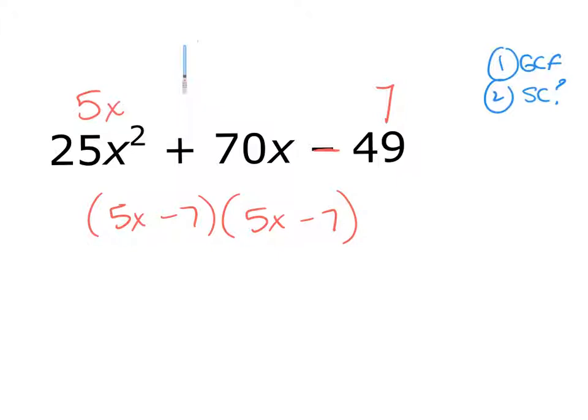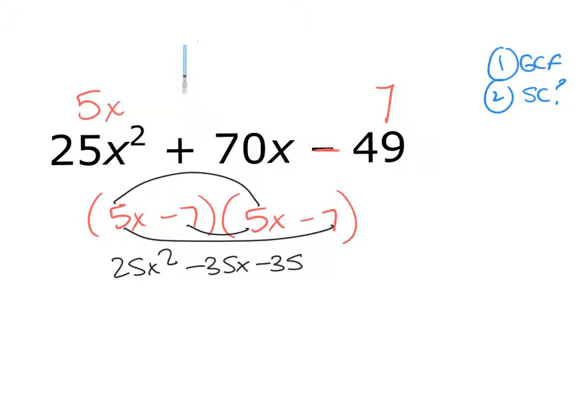If we did this, look at what would happen. You would get 25x squared. You would get negative 35x, and negative 35x is negative 70, not positive. And negative 7 times negative 7 is positive 49. So, no, this is not factorable. This is not factorable. Let's look at it again.